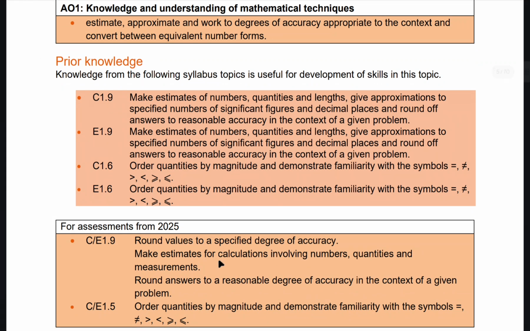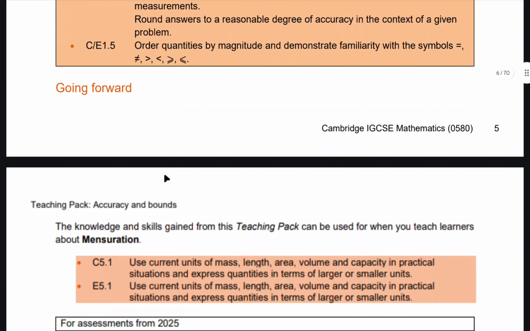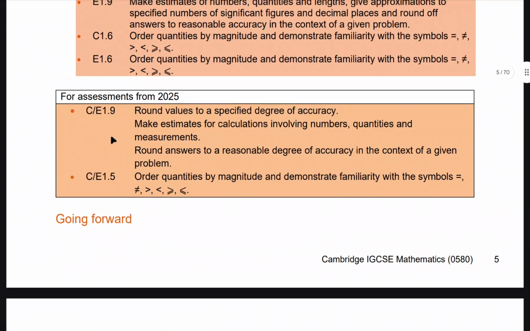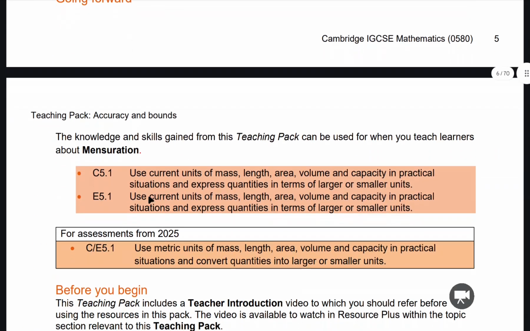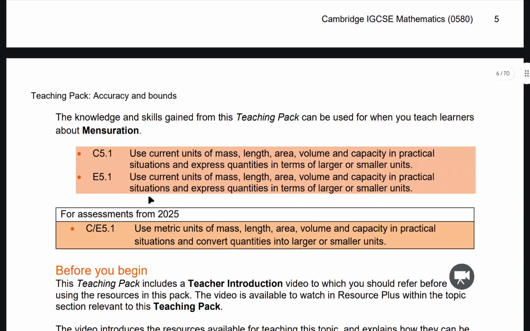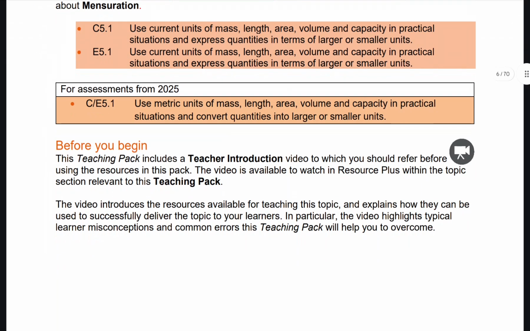Okay, so what do you need before this? What do we need to teach you guys for this? 1.9, estimation, and 1.6 is ordering. Going forward, mensuration. Damn, mensuration even.